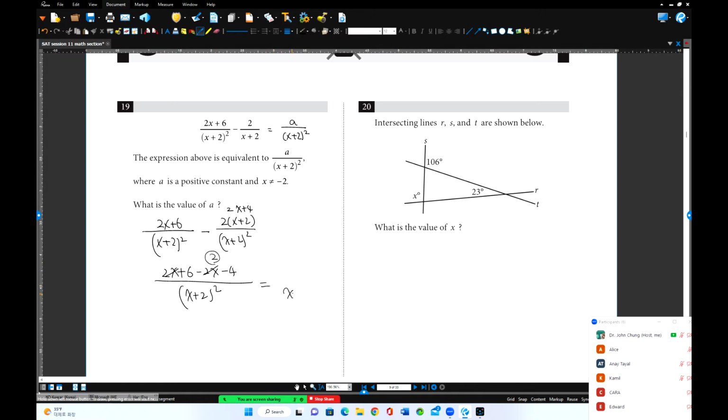That is equal to 2 over x plus 2 squared, equal to a over x plus 2 squared. So the denominator is common, the numerator should be equal, right? A equals 2 is the answer.